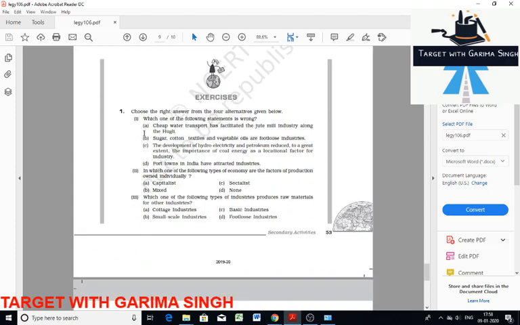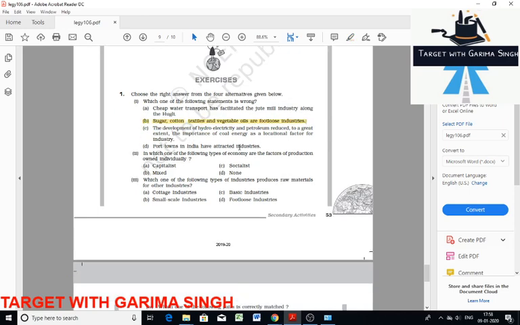Let's move on. Which one of the following statements is wrong? Just go all through this. Cheap water transport has facilitated. Yes. Then sugar, cotton, textile. No, they are not. So it's wrong. Development of hydroelectricity. But yeah, that's true. Port towns of India have attracted. Yes.